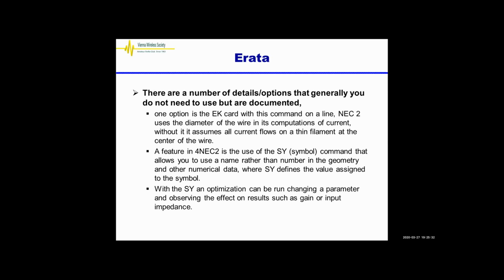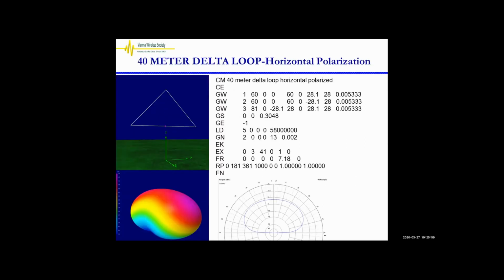NEC4.2 lets you use the SY simple command, and that's very valuable. It's not something that's in the normal NEC codes, but it lets you easily change values, and it can be used when you're running an optimization. So you can easily change your input file by just changing one parameter or two or three or four parameters without having to go down and re-edit your file. So let's take a look at some examples here so we can see what we're doing.